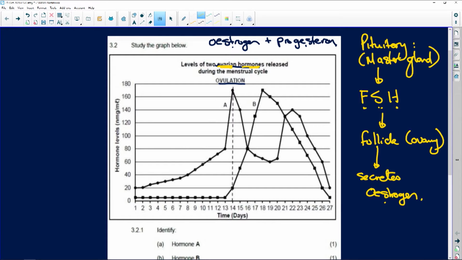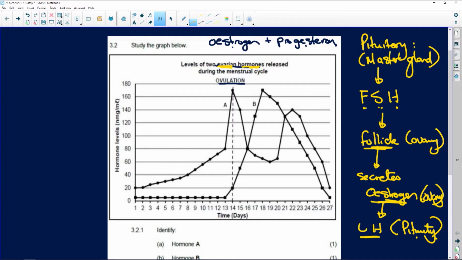And what does the estrogen level do? It causes the release of luteinizing hormone. But luteinizing hormone is secreted by the pituitary. Okay, so this is from the ovary because it's released by the follicle. And lots of estrogen causes the luteinizing hormone to be secreted by the pituitary.